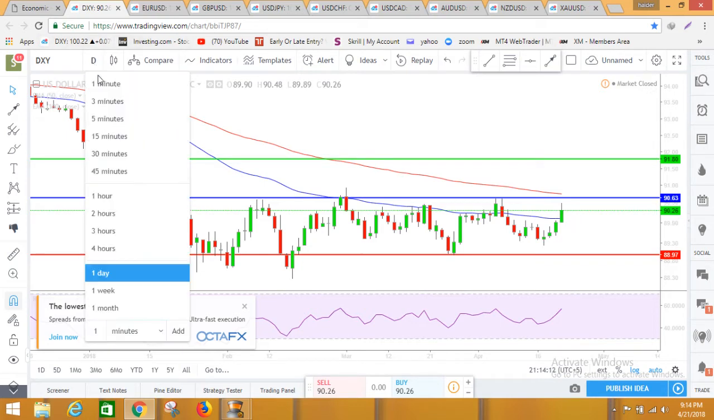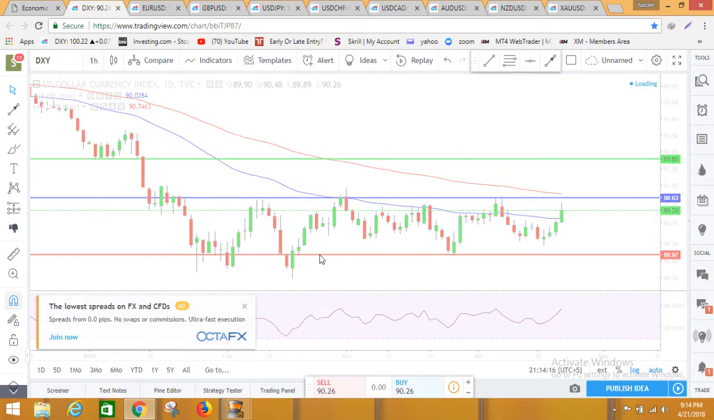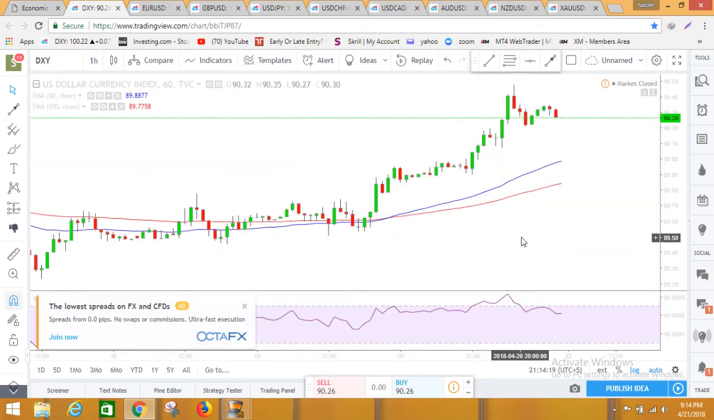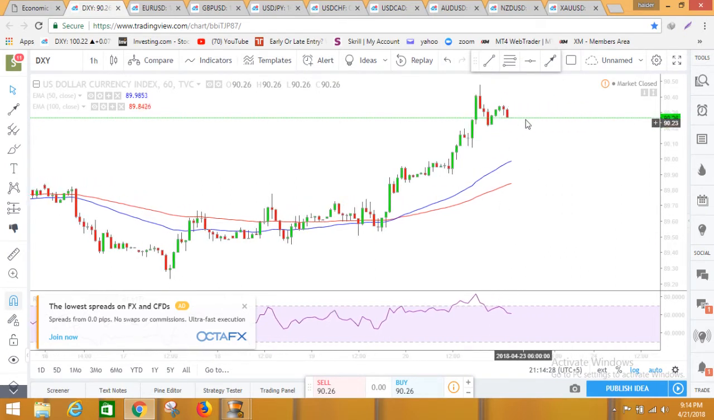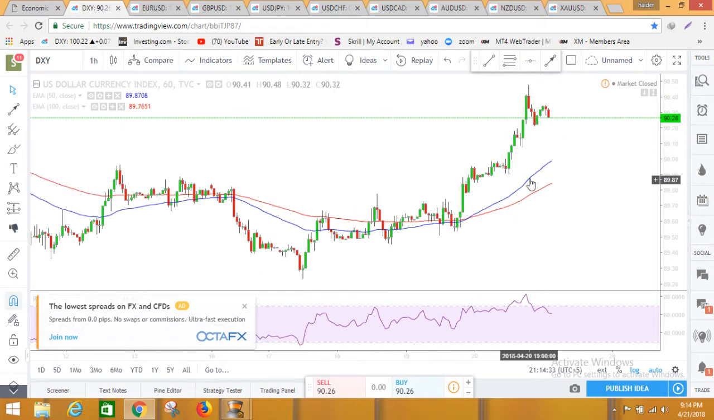So if I can show you the hourly chart for the dollar index, here it is, and it's looking very strong though, and this might be a small retracement, or it can even go sideways for a few hours or even for a couple of days. But as long as it's above 50 and 100 moving average, I'm bullish on dollar index.